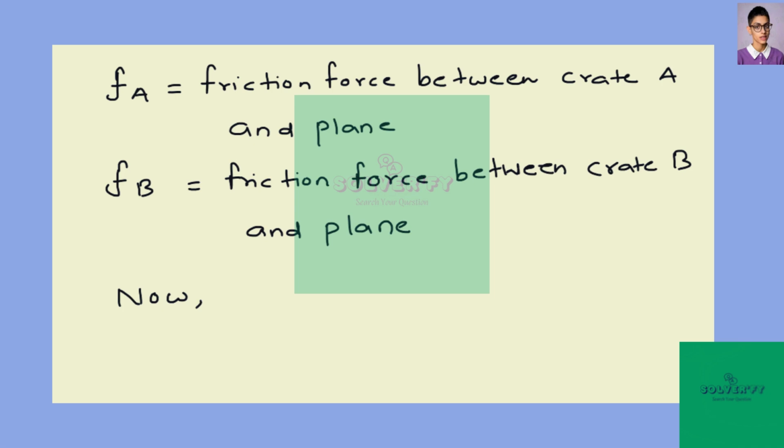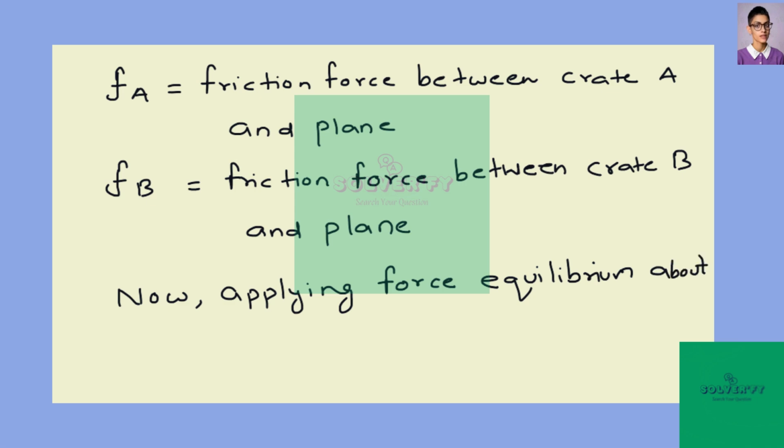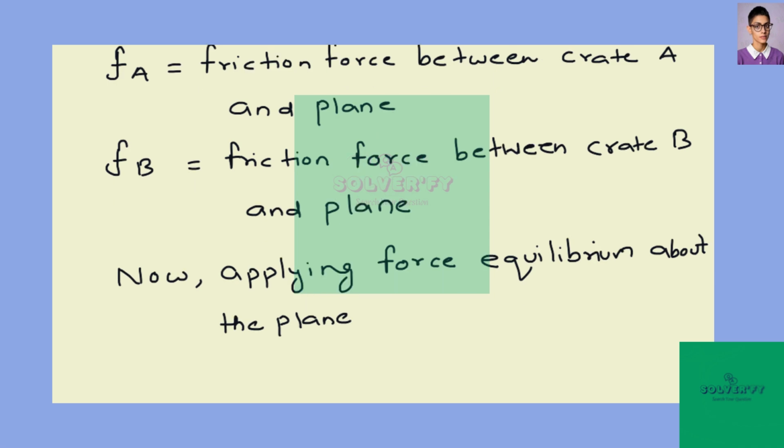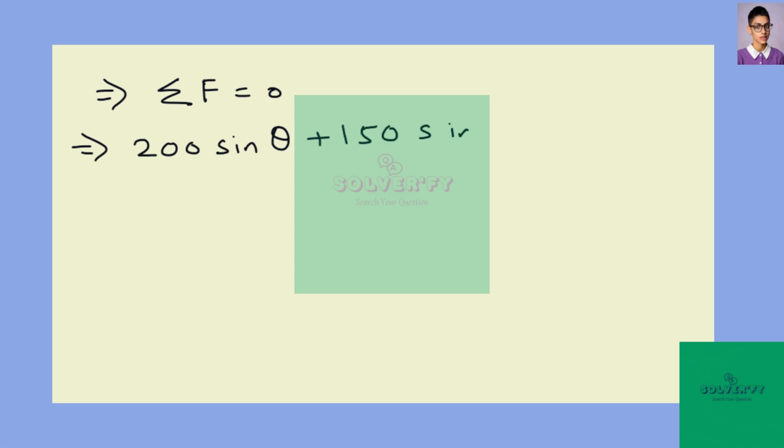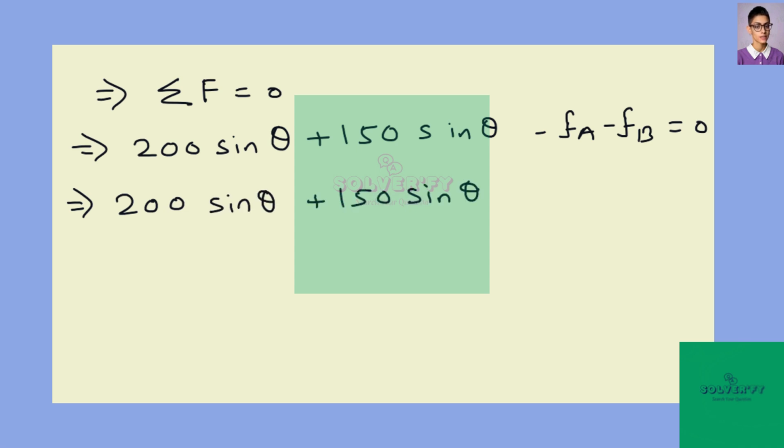Now going further, applying the force equilibrium equation about the plane, we can write summation of F is equal to 0, or 200 sin theta plus 150 sin theta minus FA minus FB is equal to 0. On solving further, 200 sin theta plus 150 sin theta is equal to FA plus FB.